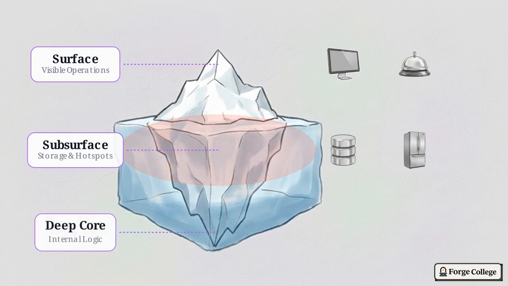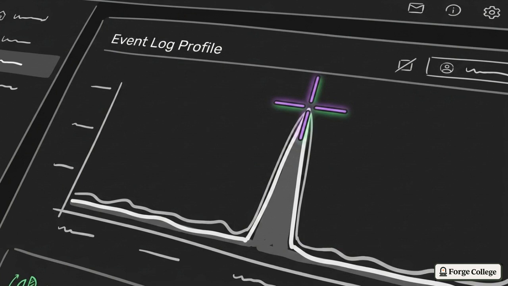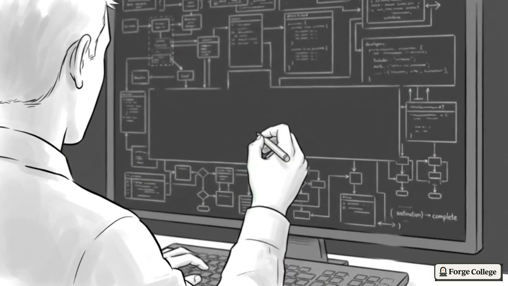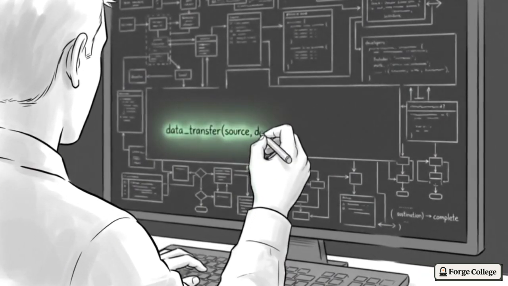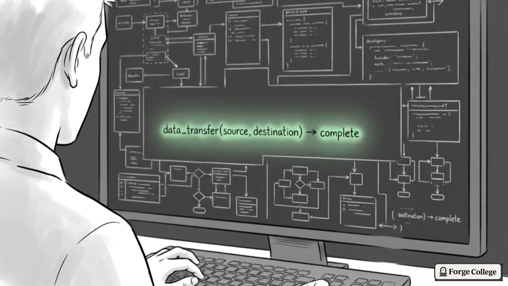At the very bottom is the deep core. This holds the heavy, complex math and the underlying library code that handles the computation. The golden rule of optimization is to never guess where the problem lives. You use the event logs you gathered earlier to pinpoint the exact layer of the iceberg causing the issue. By isolating the problem layer, you can make the tiniest, least invasive change possible. You fix the leak without breaking the rest of the application.